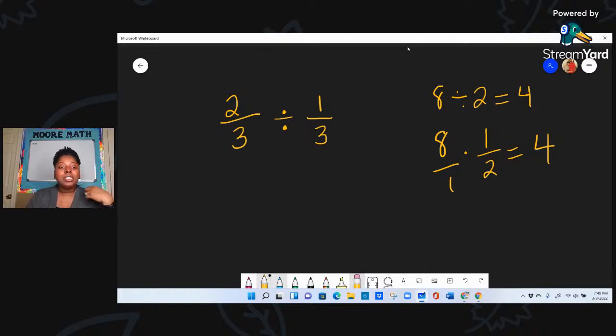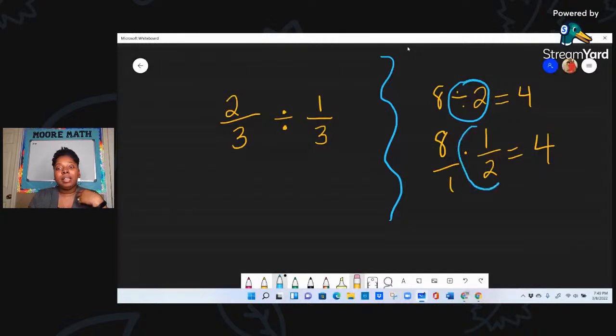All right. So some wonderful mathematician noticed a pattern. They say, wait, when I divide by a number like 2, it's the same as multiplying by the reciprocal of that number. What's reciprocal? Reciprocal means I take that number and I flip it. Which is why keep, change, flip works, right?